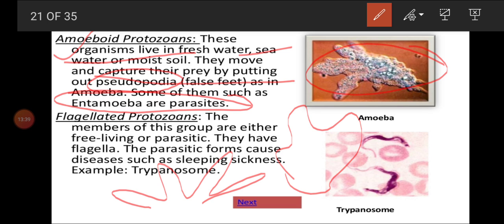So Entamoeba is a parasite. What will it cause to human beings? You write it: Entamoeba histolytica will cause dysentery to human beings. Why are we saying specifically that it will cause dysentery? Because this is a parasite, it must be in the intestinal part only. But this Entamoeba histolytica is present in the large intestine, not in the small intestine.